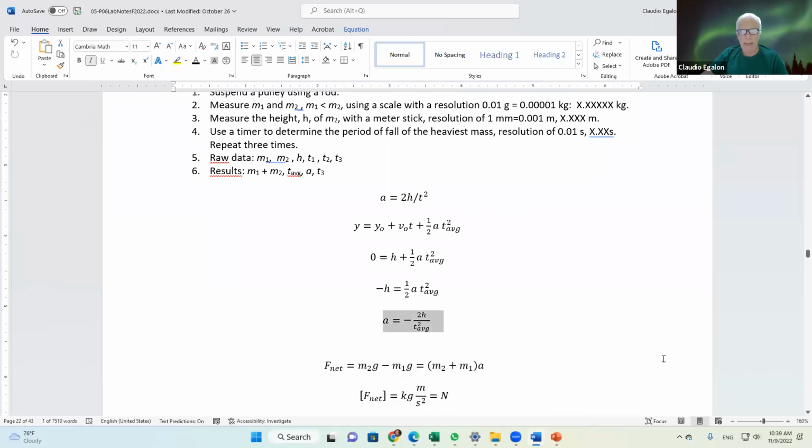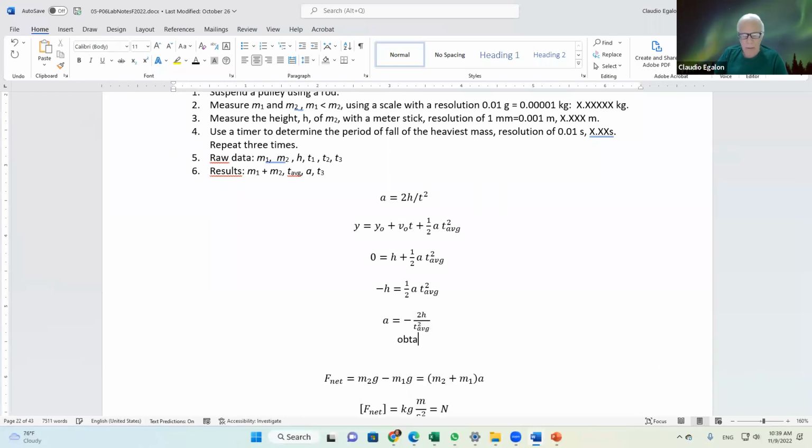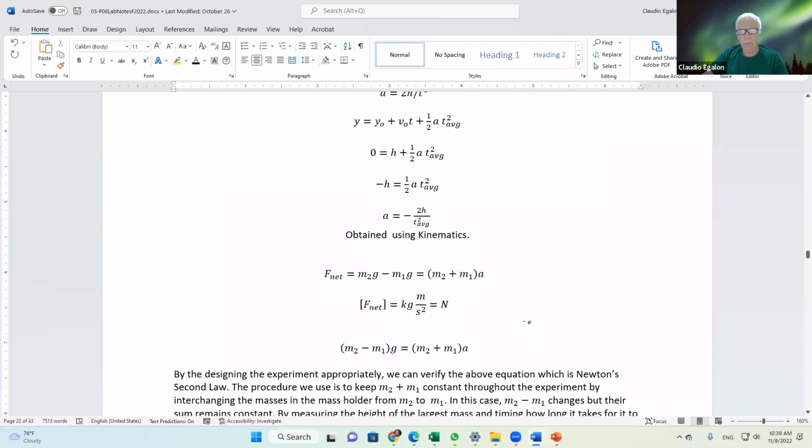Here, one way to get the acceleration. Here's another way of getting the acceleration. Okay, this acceleration here is obtained using kinematics. Kinematics. Okay. And what else? What's next?